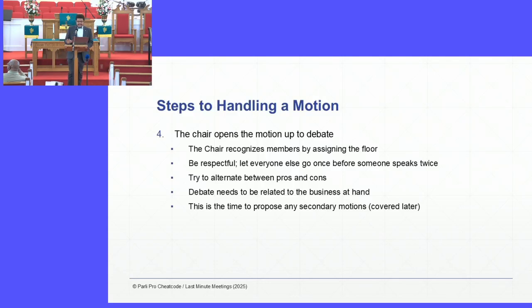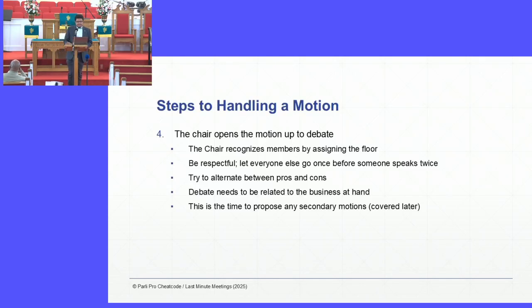The debate has to be related to the business at hand. So, if we were discussing something about the parking lot, we can't be bringing up the 50th anniversary gala or whatever, right? We're discussing the parking lot right now, and then once we finish that, you can make your motion about the gala.